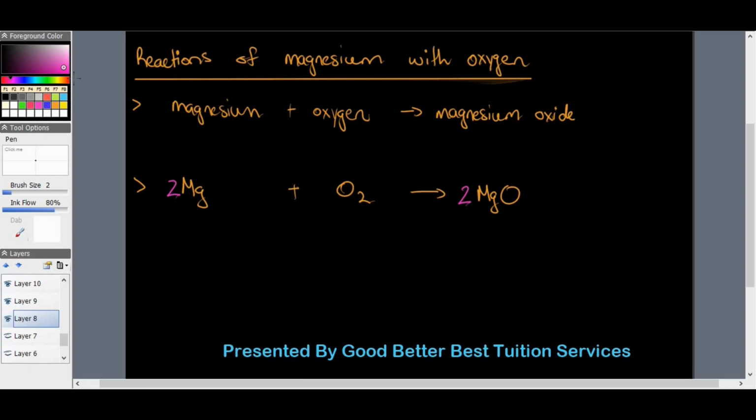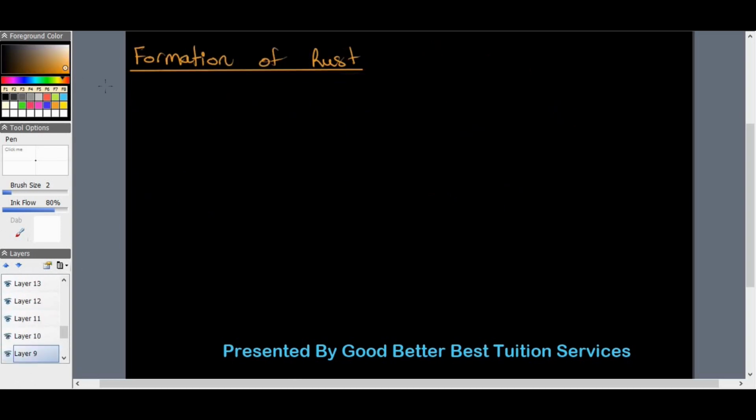What we're going to do now is we're going to move into looking at how rust forms, and how it attacks metal, and it eats away at metal, and ways that we can also prevent rust, and that will end off this topic of reactions of metals with oxygen. So let's boost forward. Okay, this is all for this slide. Alright, so we're on to the formation of rust. Now, rust, as I've mentioned before, basically attacks metals. It eats it, destroys it.